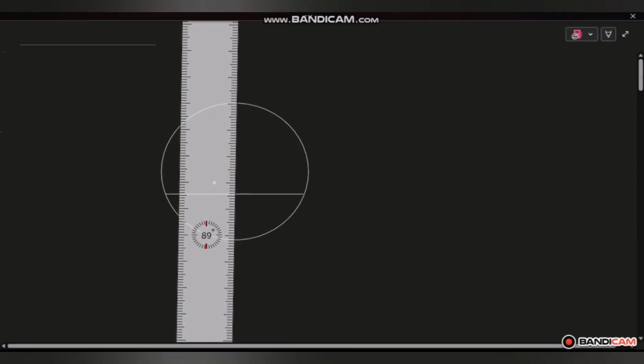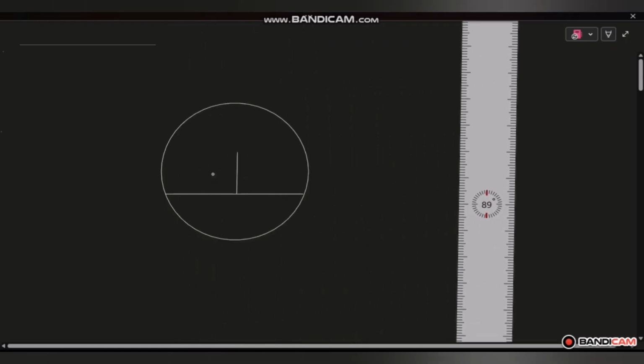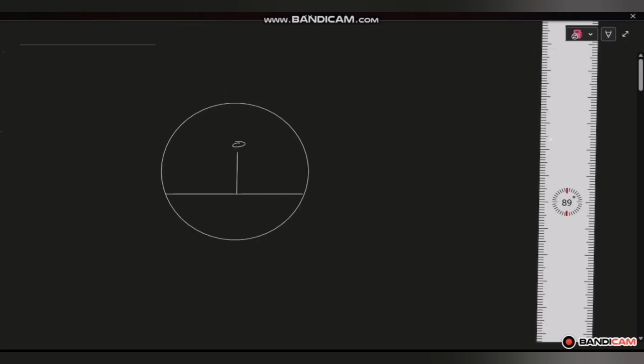Okay, let me try to draw. Okay, let's call it O. Here we have chord AC. Then we know that OB is a radius. Then they say AB is equal to BC. That makes OB a perpendicular bisector.